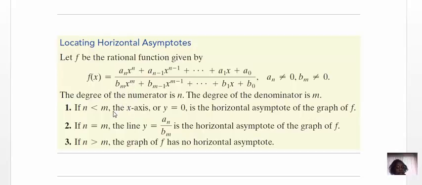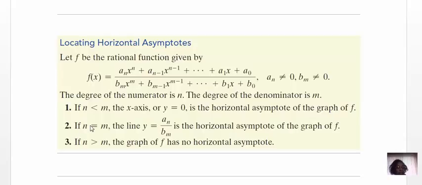So three things can happen. Either the polynomial in the numerator has a degree n that is less than the degree of the polynomial in the denominator. So either n is less than m, Nancy is less than Mary. If that occurs, then the x-axis, whose equation is y equals 0, is the horizontal asymptote of the graph of f.